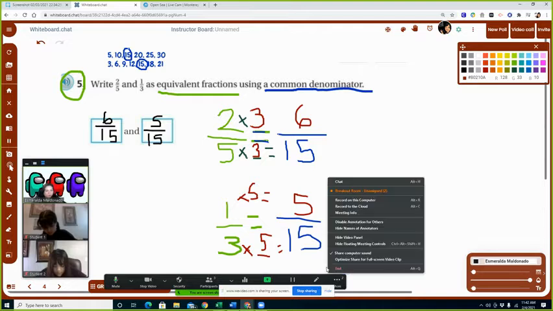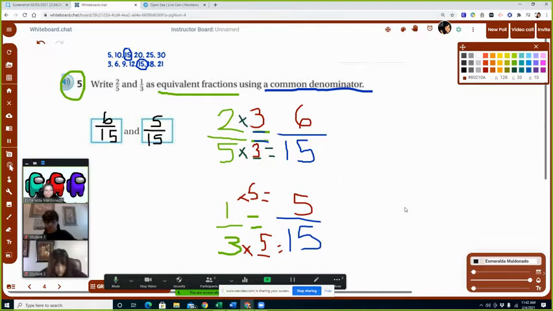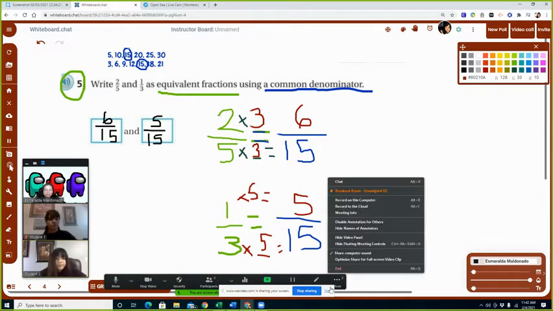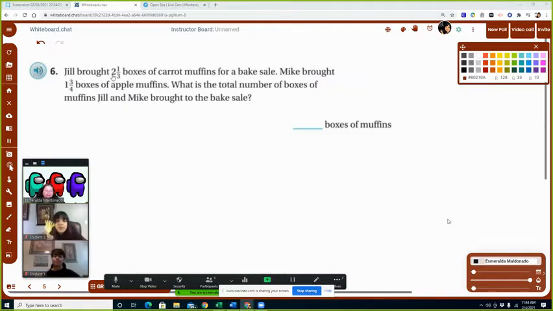All right. Any questions on that problem, number 5? No. Excellent. All right, this is question number 6. Can you go ahead and read it for me, Vanessa? You brought 2 1/3 boxes of carrot muffins for a bake sale. Mike brought 1 3/4 boxes of apple muffins. What is the total number of boxes of muffins you and Mike brought to the bake sale?